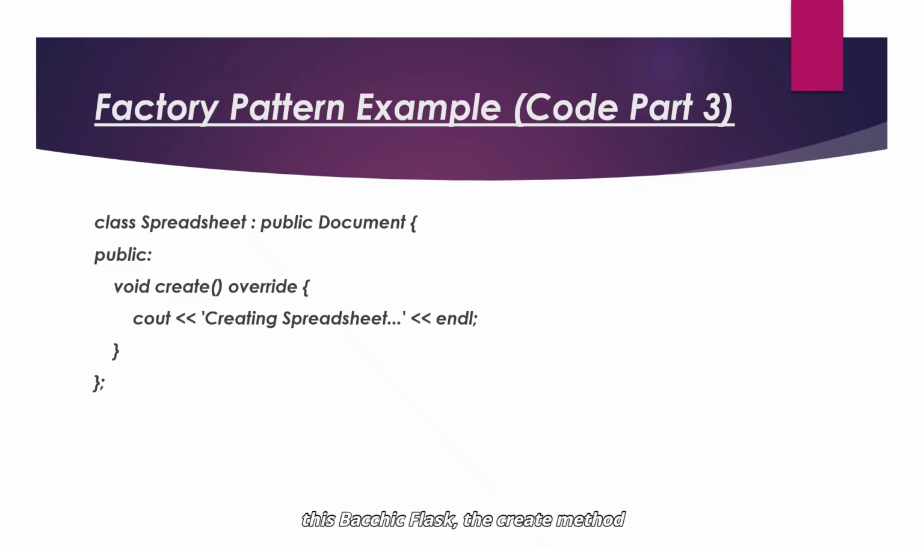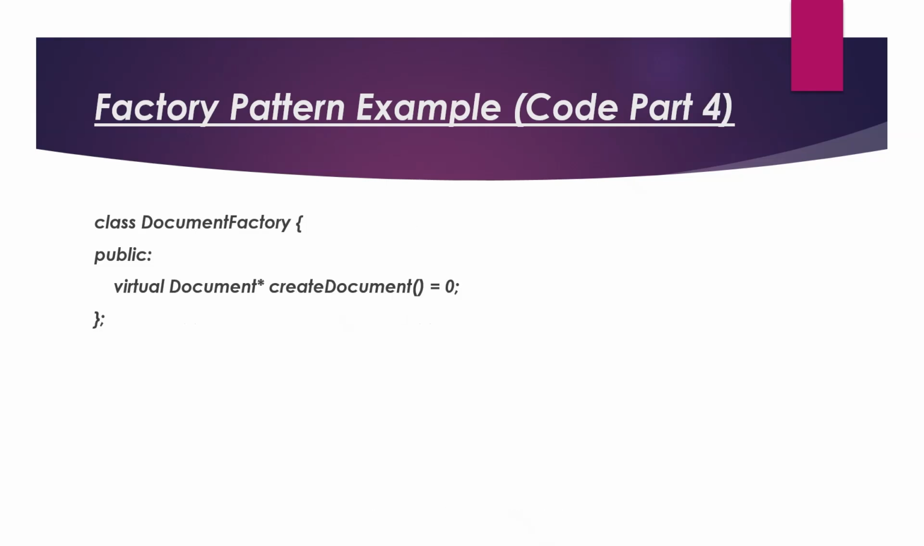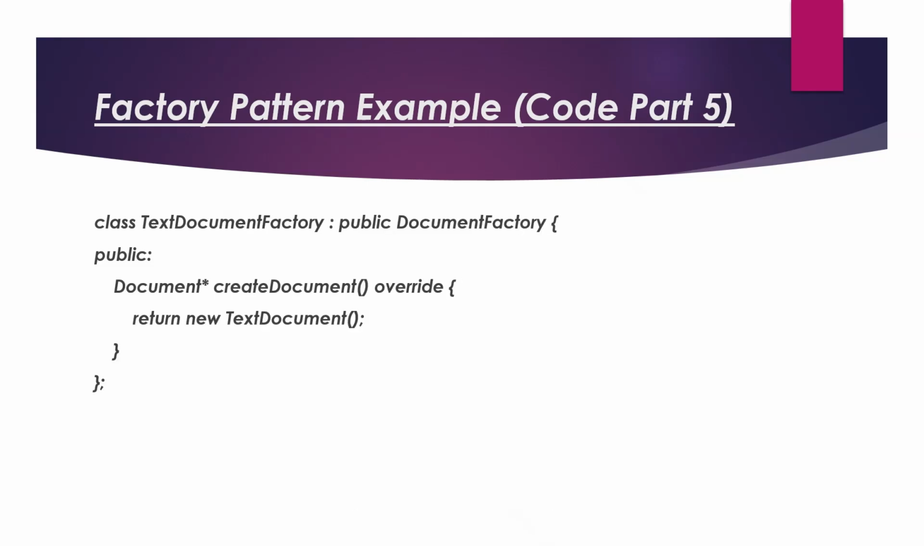Similarly, in the Spreadsheet class, the create method will output a message indicating the creation of a spreadsheet. By implementing the create method in each document type, we ensure that every document behaves consistently according to the same interface while maintaining its own creation logic. The DocumentFactory class declares the factory method createDocument. This class acts as a blueprint for creating documents, but it does not implement the logic for creating specific document types. It leaves that to the concrete creator classes.